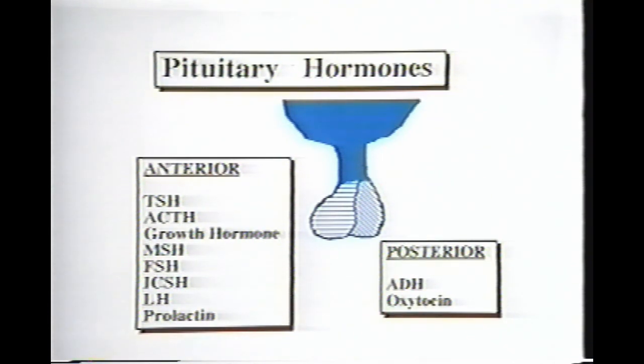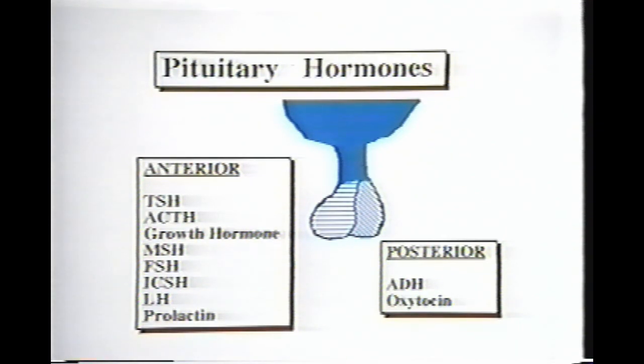Now I want us to look at the anterior pituitary. And you can see from the list that there are a number of hormones that the anterior pituitary puts out. Oftentimes it's called the master gland. It puts out TSH, thyroid stimulating hormone, that tells the thyroid gland what to do. It also puts out another tropic or stimulating hormone, adrenocorticotropic hormone, which tells the adrenal cortex what to do.